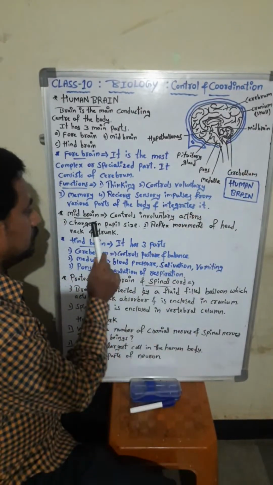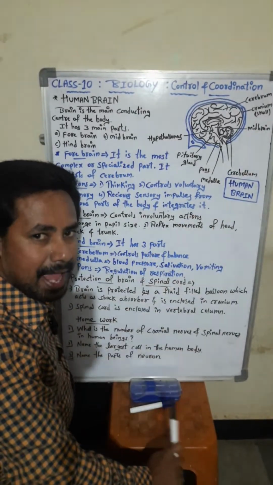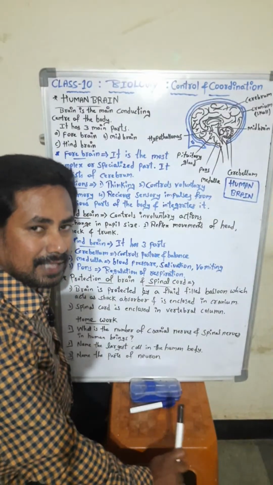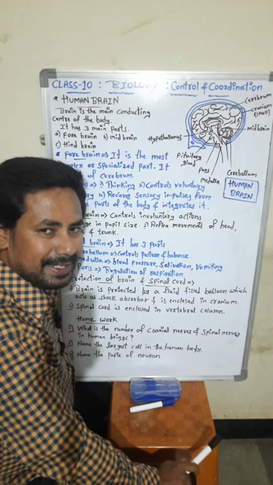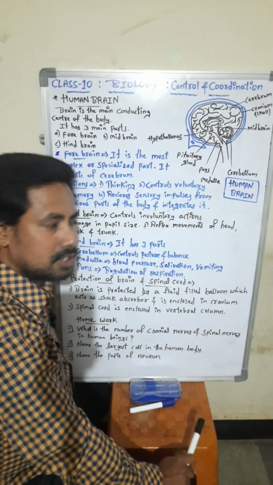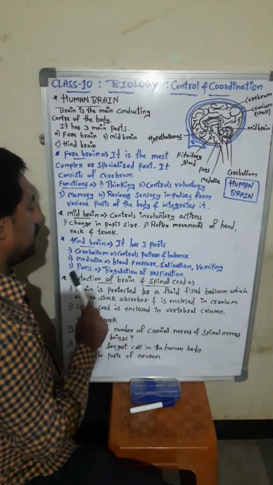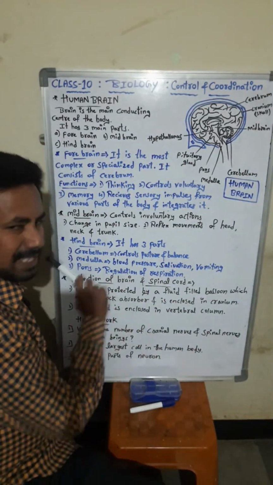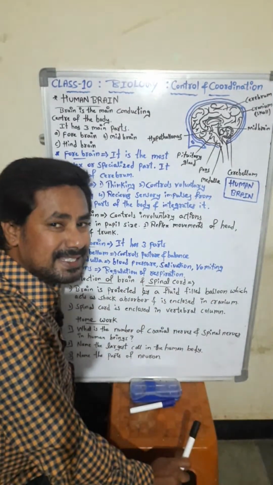So now the midbrain, a very small part of the brain. What is the function? It controls involuntary actions. As we have already studied in the last class, the forebrain controls voluntary actions, and the midbrain and hindbrain control involuntary actions. So the midbrain controls involuntary actions. For example, they have given change in pupil size.